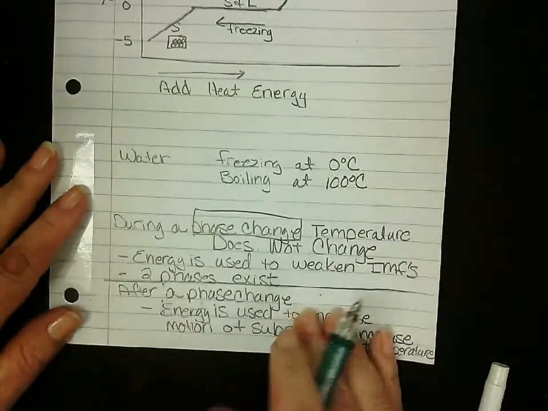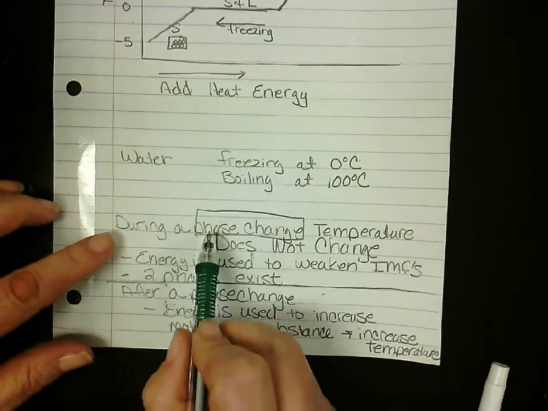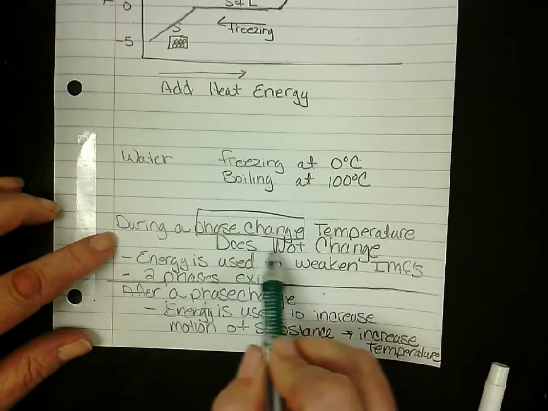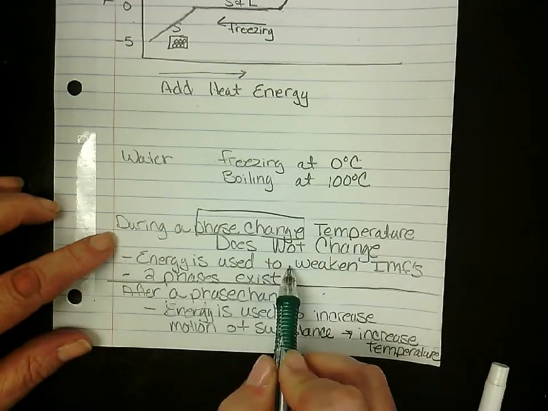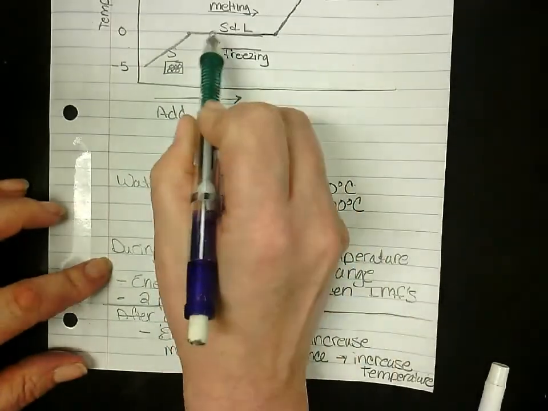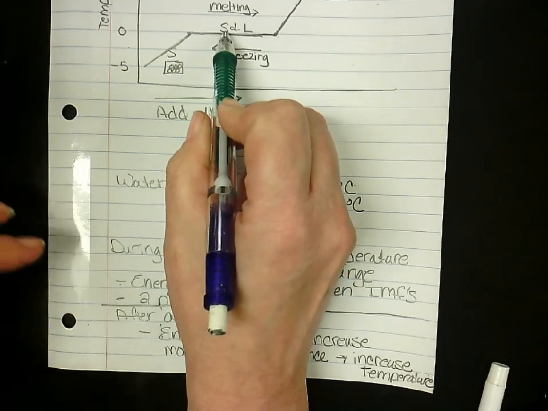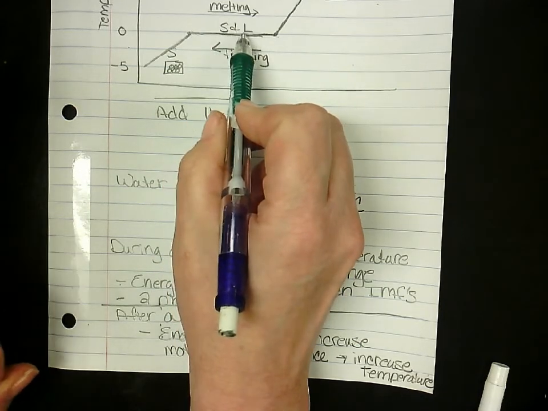So remember, water freezes at 0 degrees C and it boils at 100 degrees C. During a phase change, temperature does not change. Energy is used to weaken the intermolecular forces. And during that phase change, there are two phases. You can think about that ice melting. I have a solid cube of ice plus that puddle underneath because it's melting.